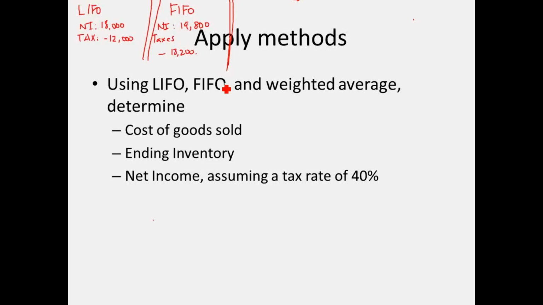Okay, so let's do the weighted average. Weighted average is a combination of the costs of both the early period and the later period. You're basically averaging the costs throughout the entire period. So let's say we have the same situation. We have 100 units at 80, 100 at 90. Whoops, that's too many zeros.